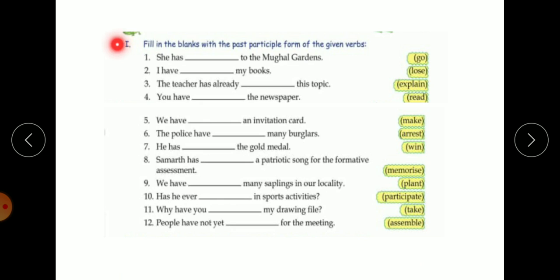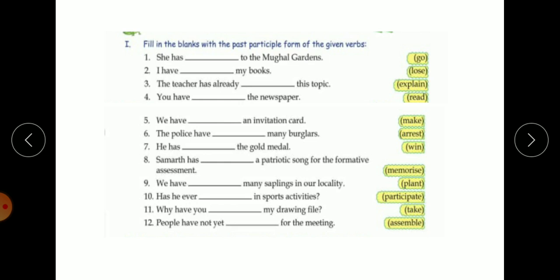First one says, fill in the blanks with the past participle form of the given verb. In bracket, in this yellow color, the verbs are written. Now you have to use the third form of the verb, that is past participle form, and you have to fill in these blanks. Now children, you have already learned the three forms of the verb.